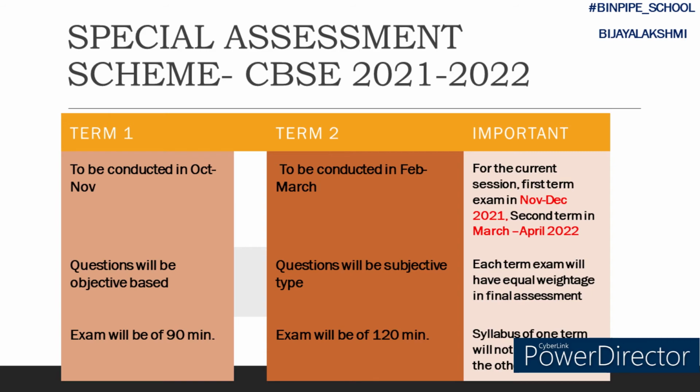Now, what important points we have to keep in mind is for the current session of 2021, the first term exam will be from November to December. The timings will be stated, and for the second term it will be March to April. Each term of the examination will have equal weightage in the final assessment, and the syllabus of one term will not be included for the other term.